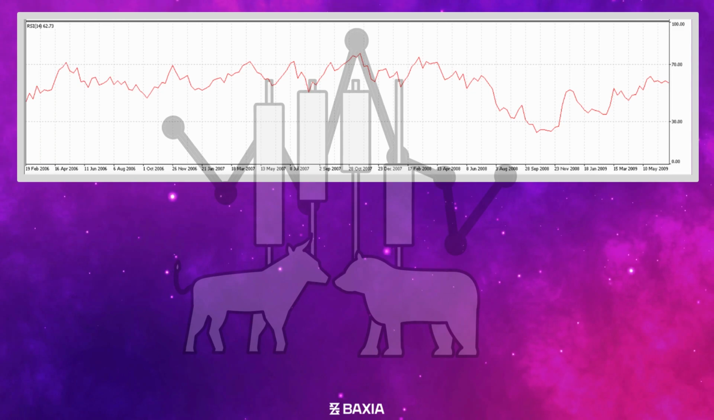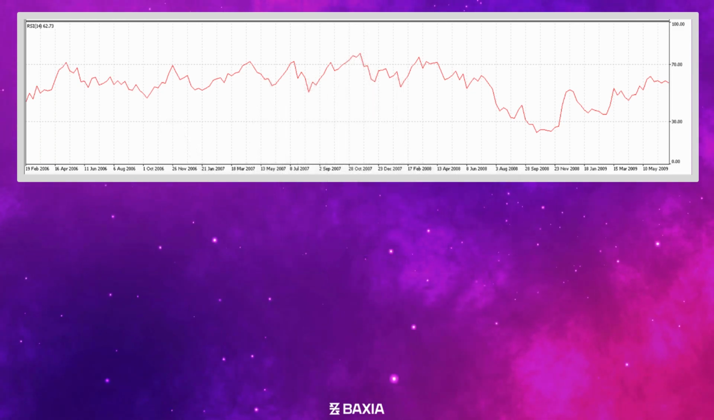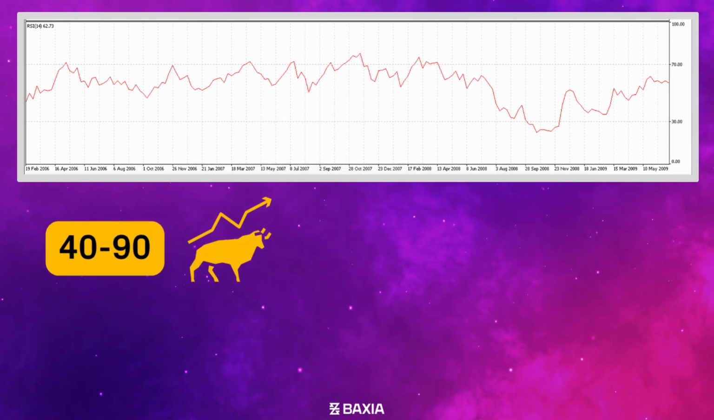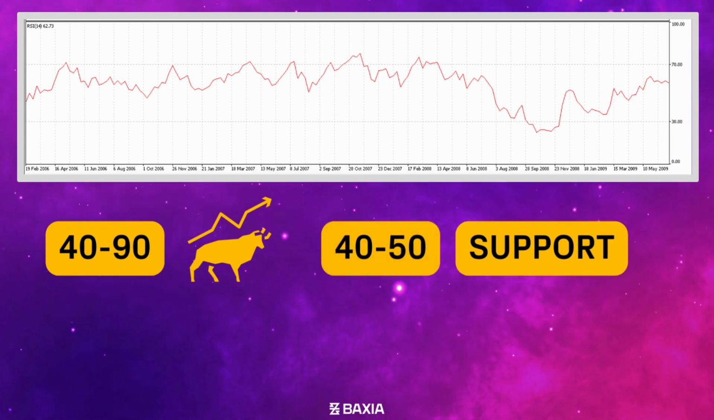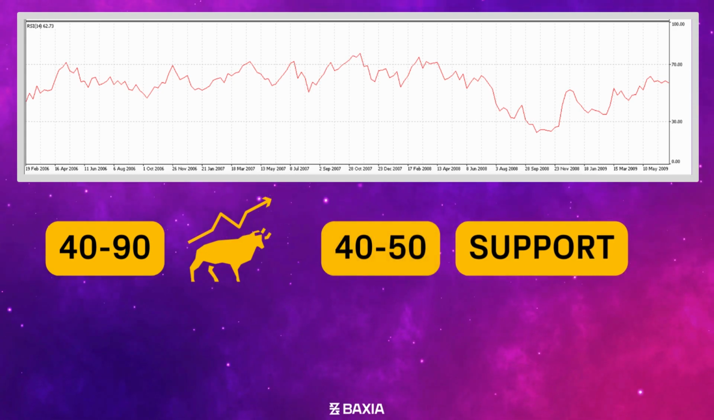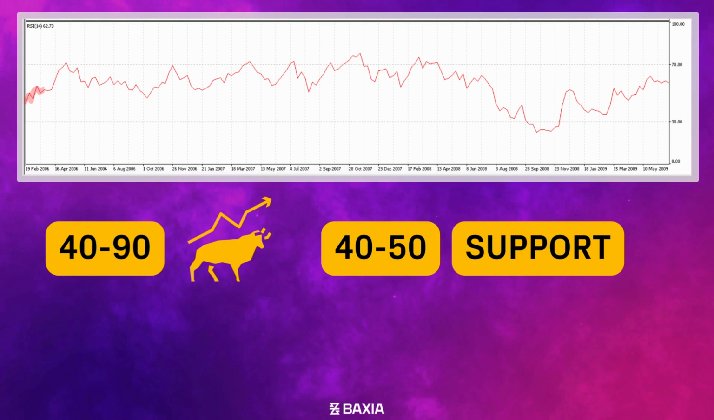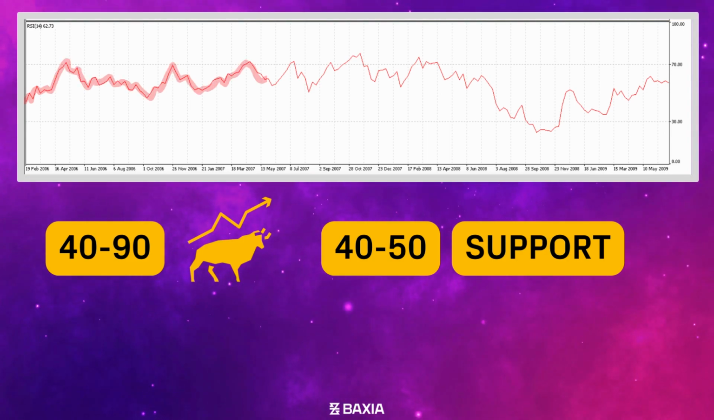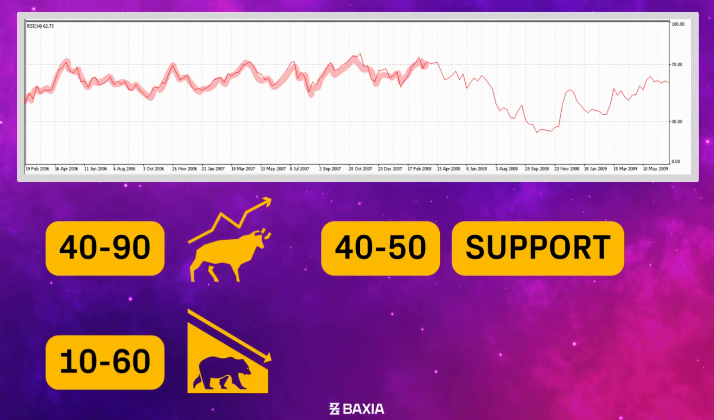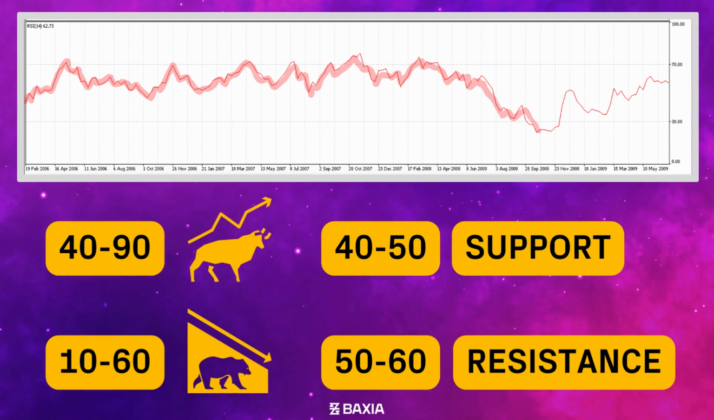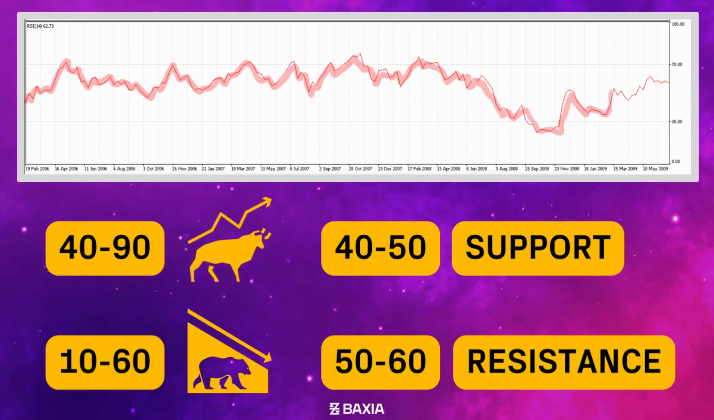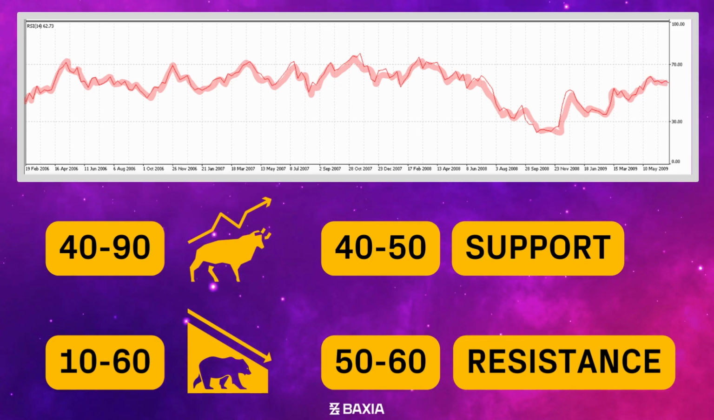In an uptrending or bull market, the RSI tends to remain in the 40 to 90 range, with the 40 to 50 zone acting as support. During a downtrending or bear market, the RSI tends to stay between the 10 to 60 range, with the 50 to 60 zone acting as resistance. In all, the RSI is a great tool to help you identify when to enter or exit a trade.